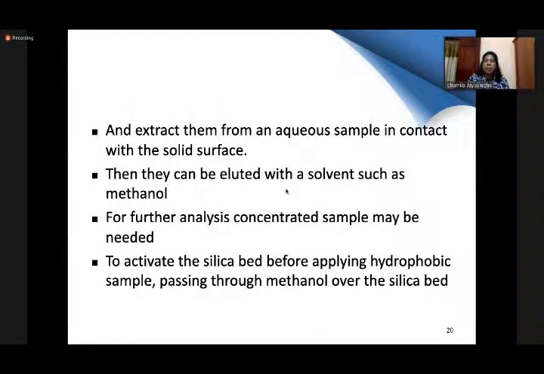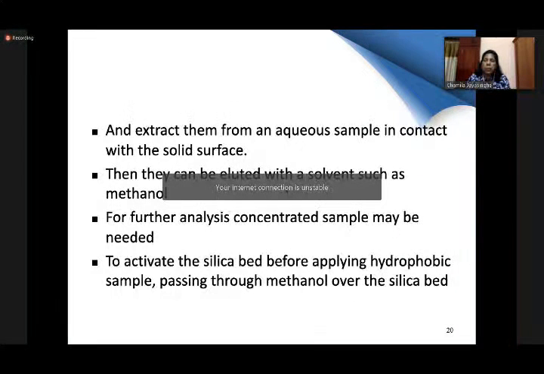And extract them from an aqueous sample in contact with the solid surface. When it goes through the solid phase, the hydrophobic functional groups attach to the carbon 18 chain, the carbon 18 surface, because carbon 18 is also hydrophobic and non-polar. Then they can be eluted with solvents such as methanol, right?